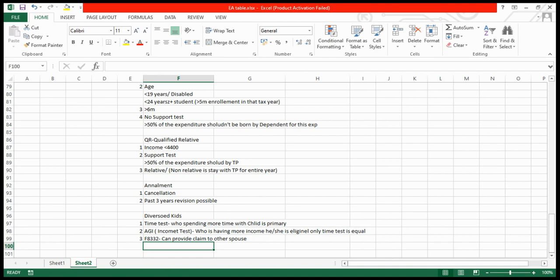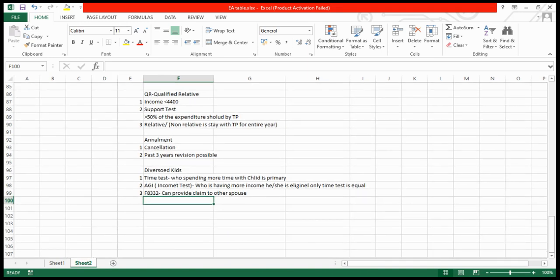So in a divorced case, only two conditions are applied, that is the time test. If the time test is equal, then you have to go for the income test. That is the only parameter you have to see. And if someone has the right to claim him as a dependent, they can provide that claim to the other spouse with Form 8332. This is the main thing. Okay.